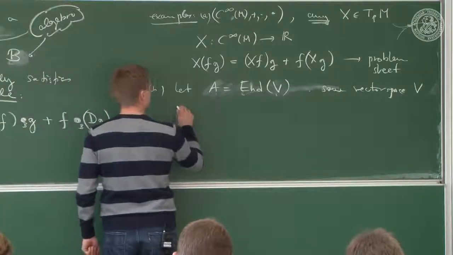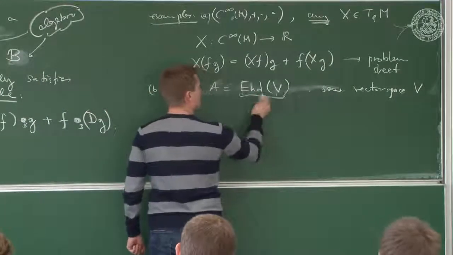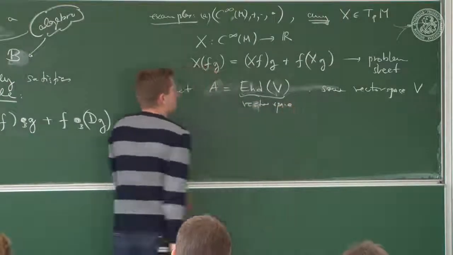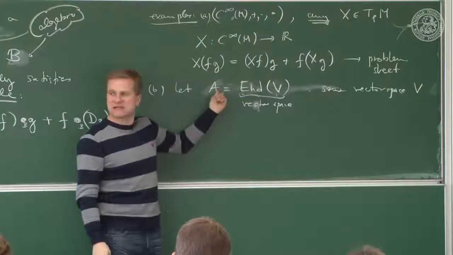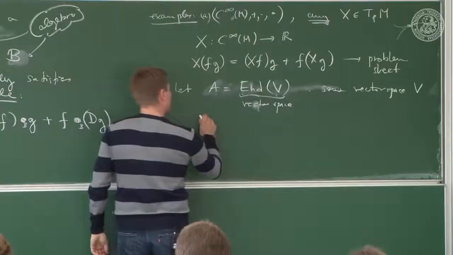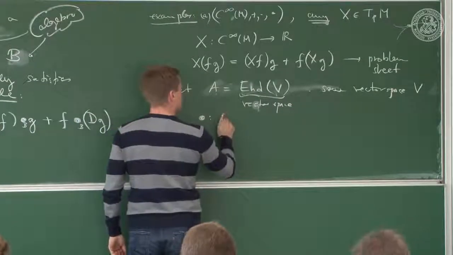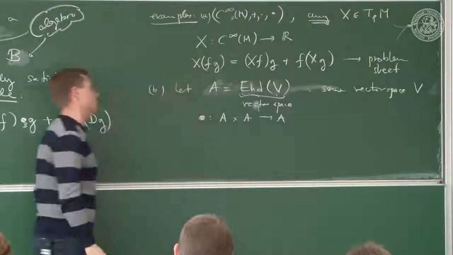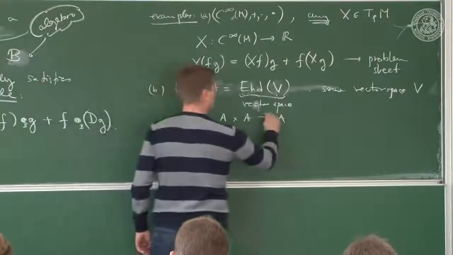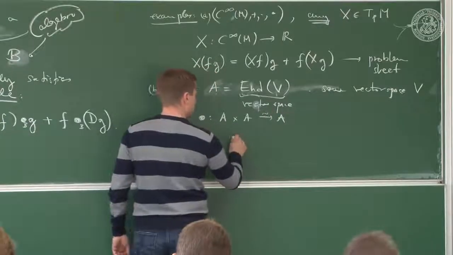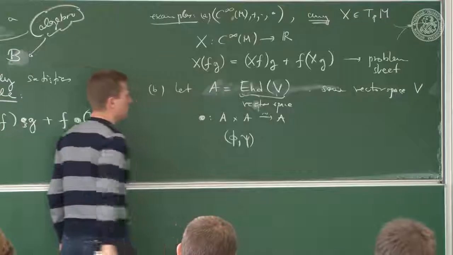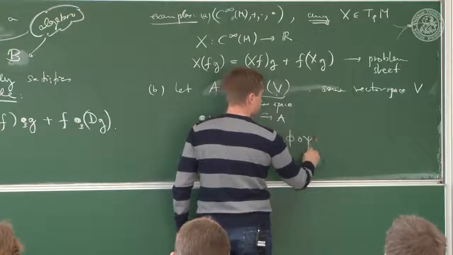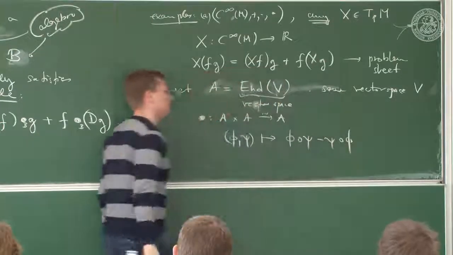Now we know that the endomorphisms over a vector space are again a vector space. So it's not quite an algebra yet. It's the vector space underlying the algebra. But now we can define a multiplication on the algebra, A cross A to A. We need a bilinear map, and it's defined as follows: two endomorphisms phi and psi are mapped to phi after psi minus psi after phi.